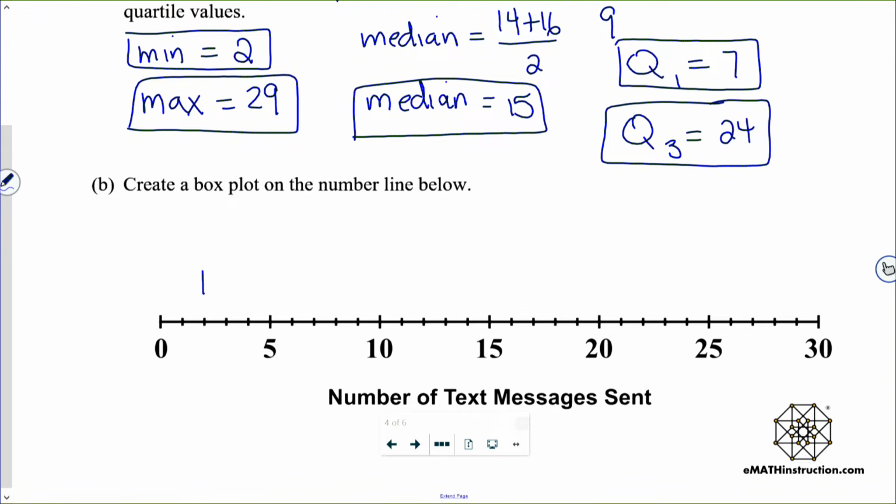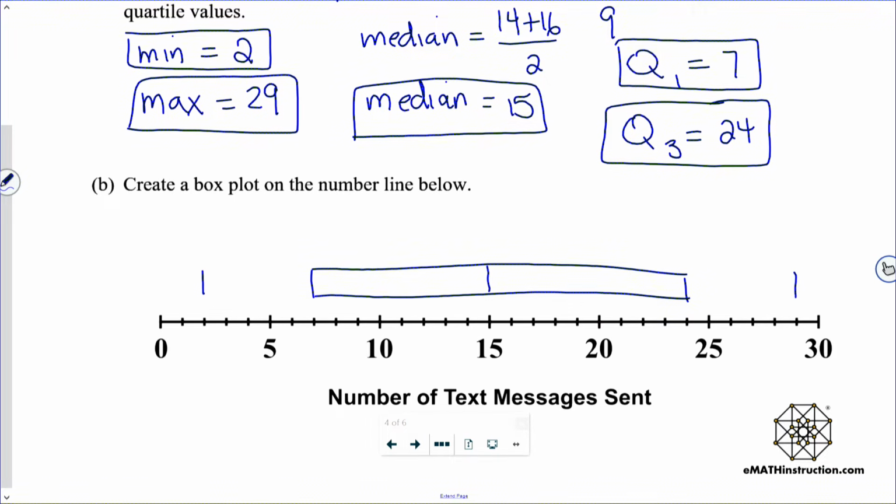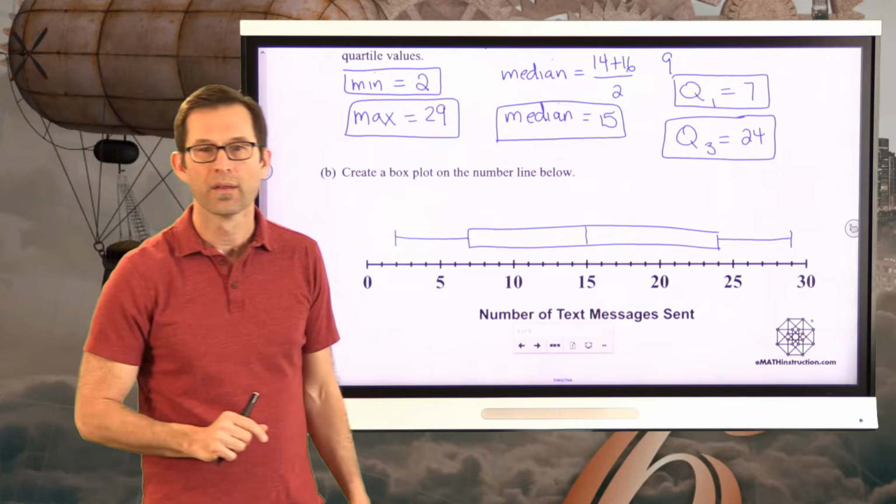The maximum is at 29, so I'm going to draw a little tiny vertical line above 29. Then we've got the median at 15, draw a tiny vertical line above that. Q1 is at 7, again, tiny vertical line above that. Q3 at 24, tiny vertical line above that. I'm now going to draw a box between my Q1 and my Q3, and then I'm going to extend these lines away until they hit the max and the min.